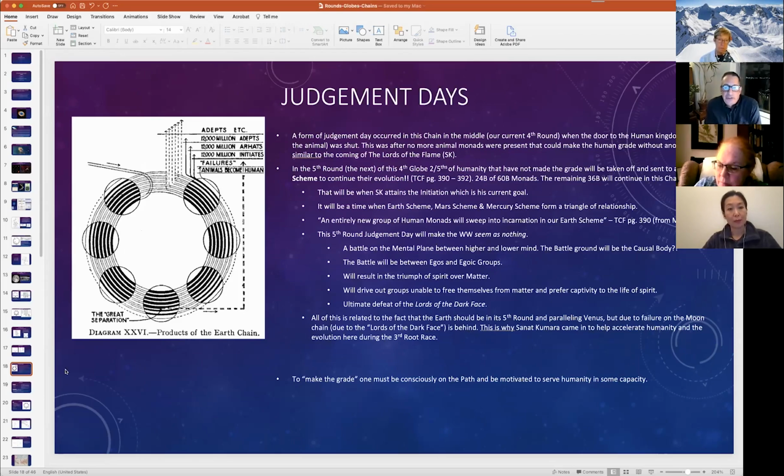Now, in the fifth round, because we're in the fourth round and we're halfway through it, so we're 300 million years into it. There's another 300 million years to get to the end of the fourth round, plus another 300 million years to get to the middle of the fifth round, right? 600 million years from now. That's when any of the human monads that it's not deemed can achieve the objective of the chain will be taken off. And so there's 60 billion human monads.